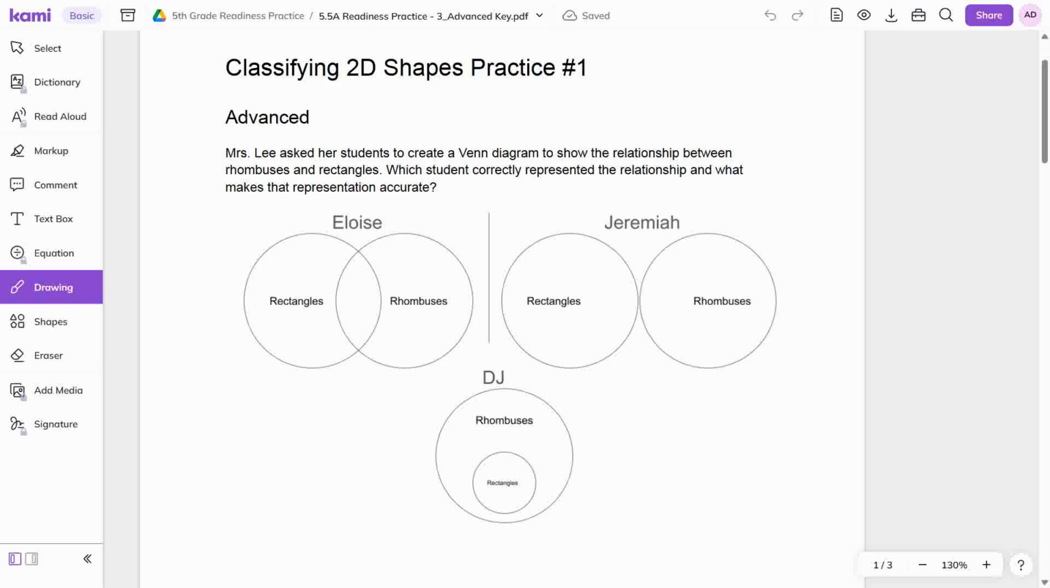Today we are looking at the 5th grade concept of classifying 2D shapes. This is 5.5a Readiness Practice, the advanced version.